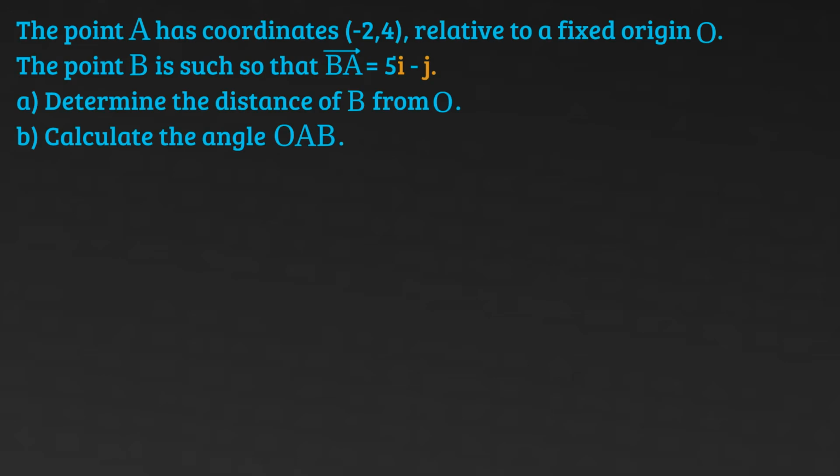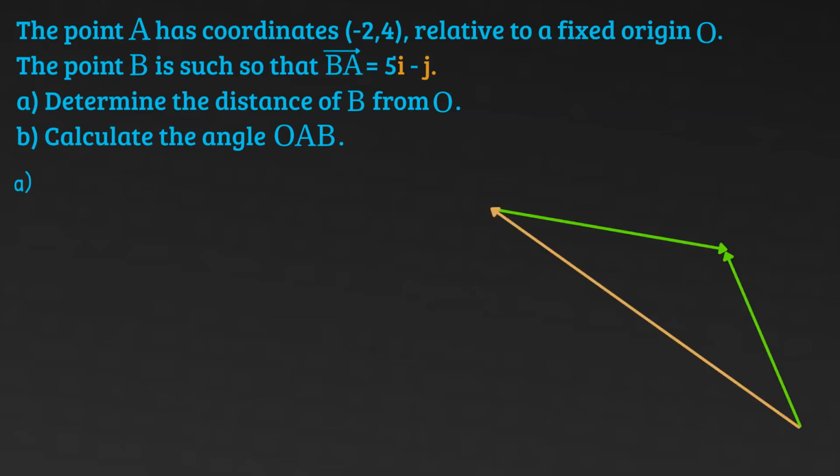Now in the next question, again we're given the coordinates of A relative to O, and we're given a point B such that BA is equal to 5i minus j. So again, I recommend starting with a little sketch. So it should look something like this, where this is O, this is A, this is B, and we'll write on the vector OA and the vector BA.